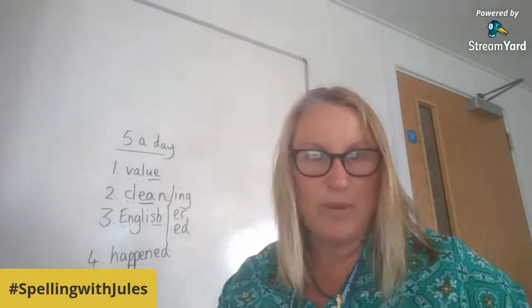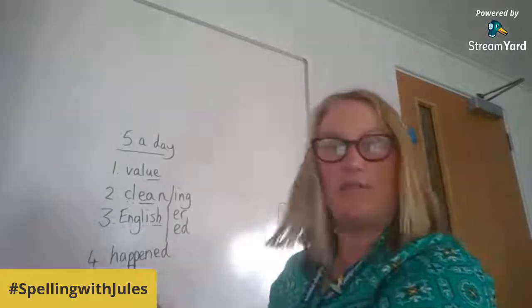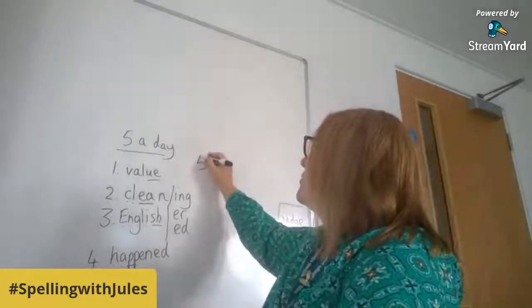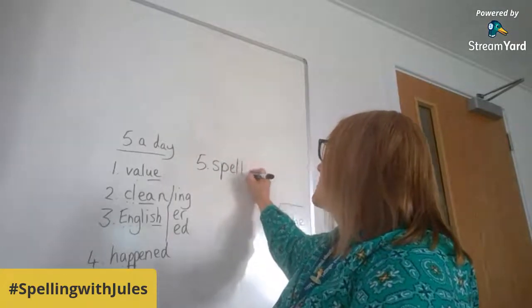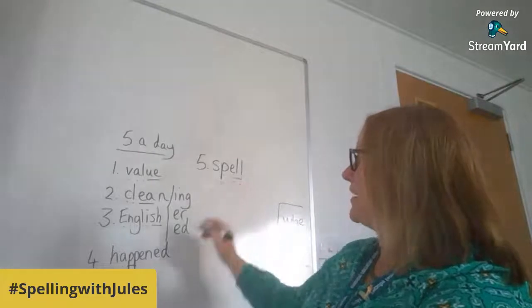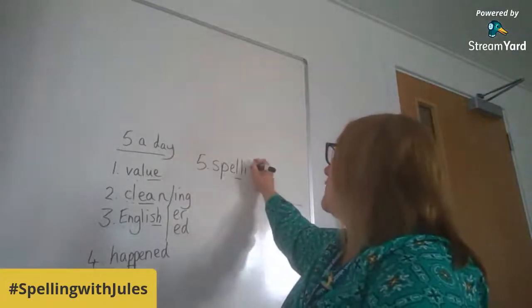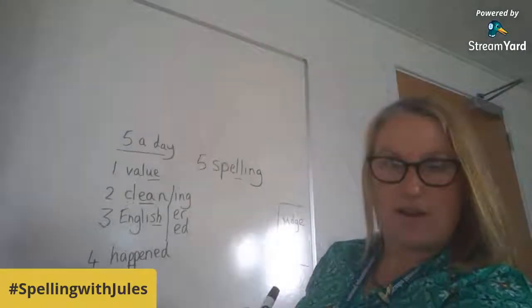Final one, I thought we haven't done as well, but there's a big clue on the yellow banner in front of me. Our final one is the word I thought it'd be really good to make sure we can spell, ul, but then we're going to add in a suffix of ing. Spelling is number 5.